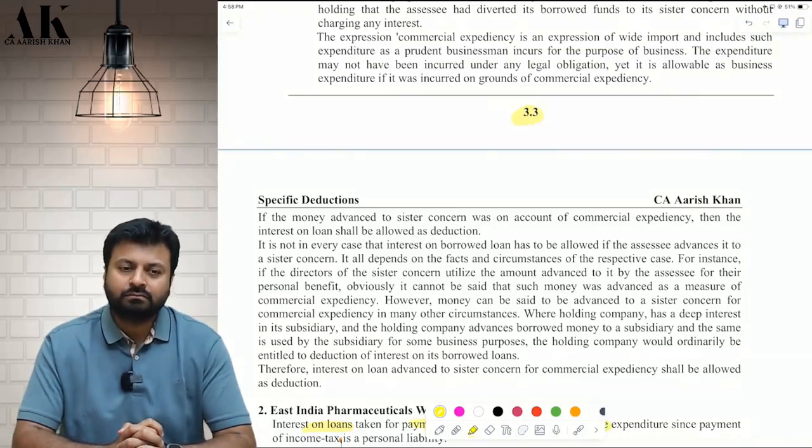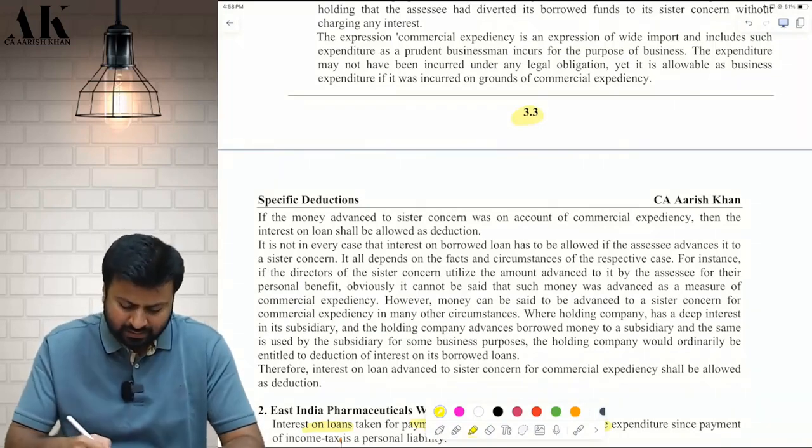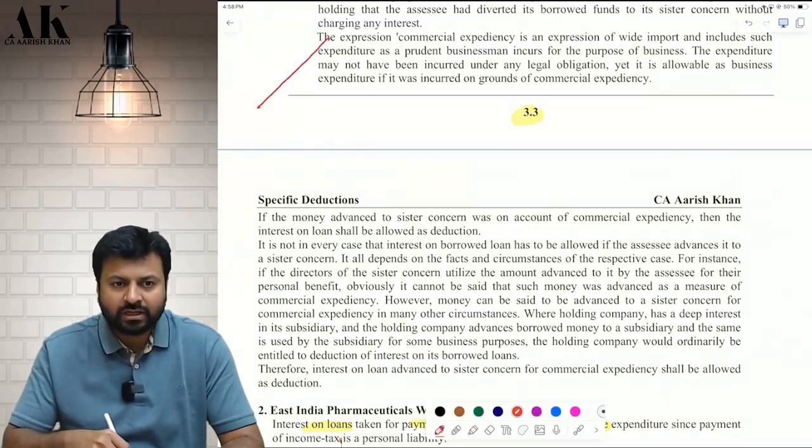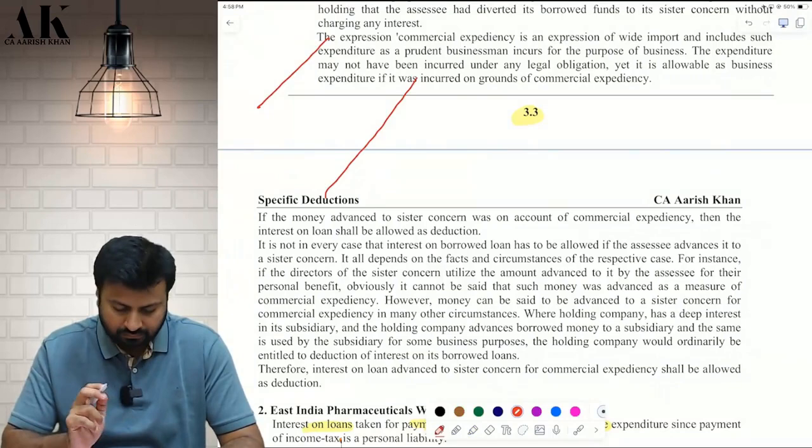Only then can he decide whether an expenditure will be allowed or not. So I hope it is clear to all of you. Is it clear? Please tell me. Yes, sir. Okay.